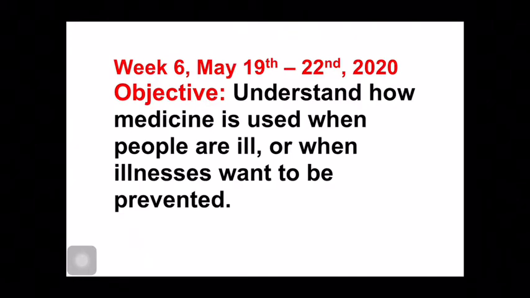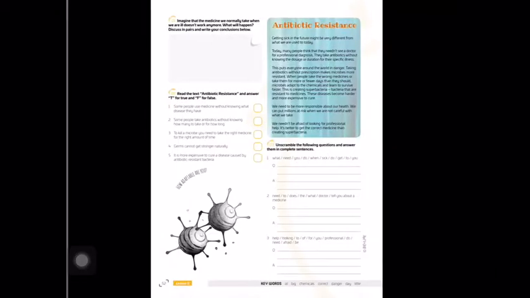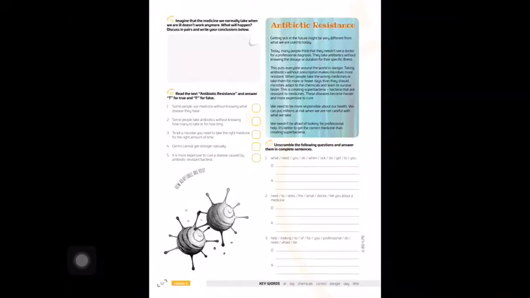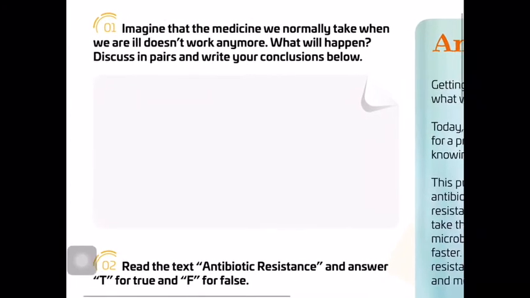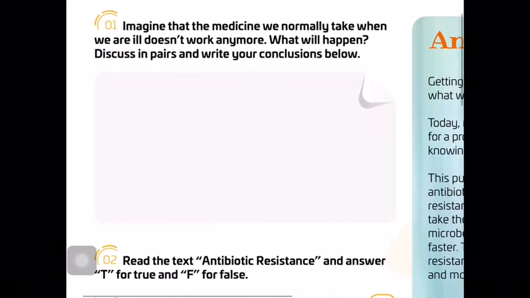Okay, let's go to the book, Shaping My Language, page 52. Exercise 1. Imagine that the medicine we normally take when we are ill doesn't work anymore. What will happen? Discuss in pairs and write your conclusions below. Here you have to write your own opinion. Okay, don't have to work in pairs, don't worry.